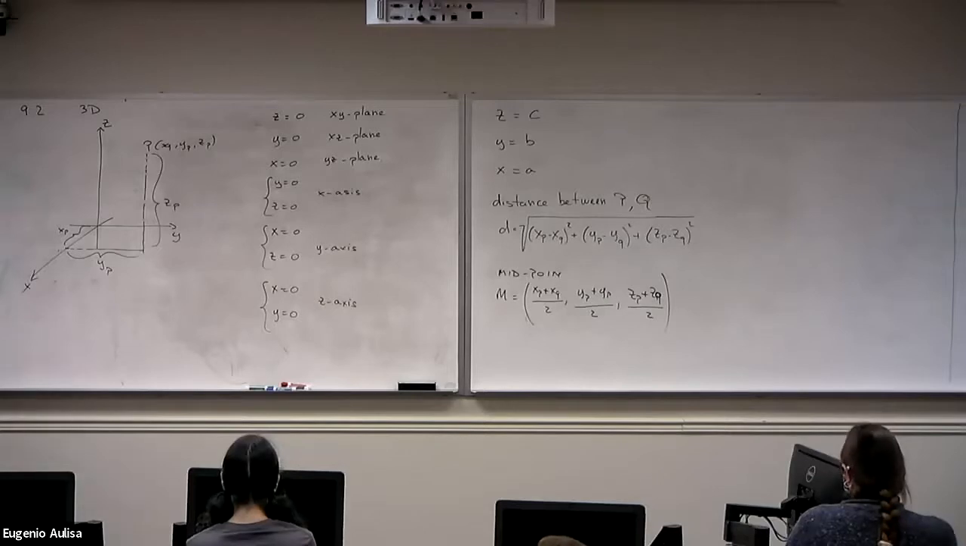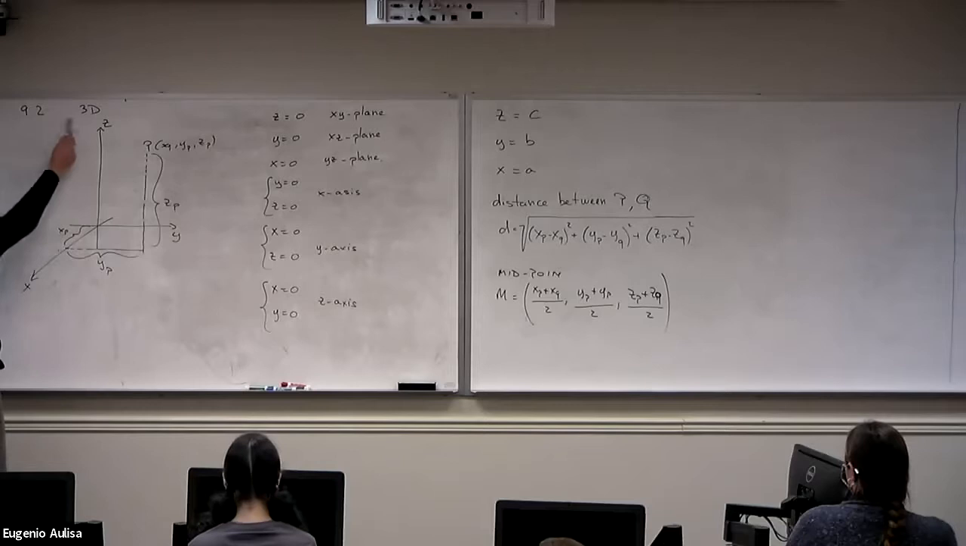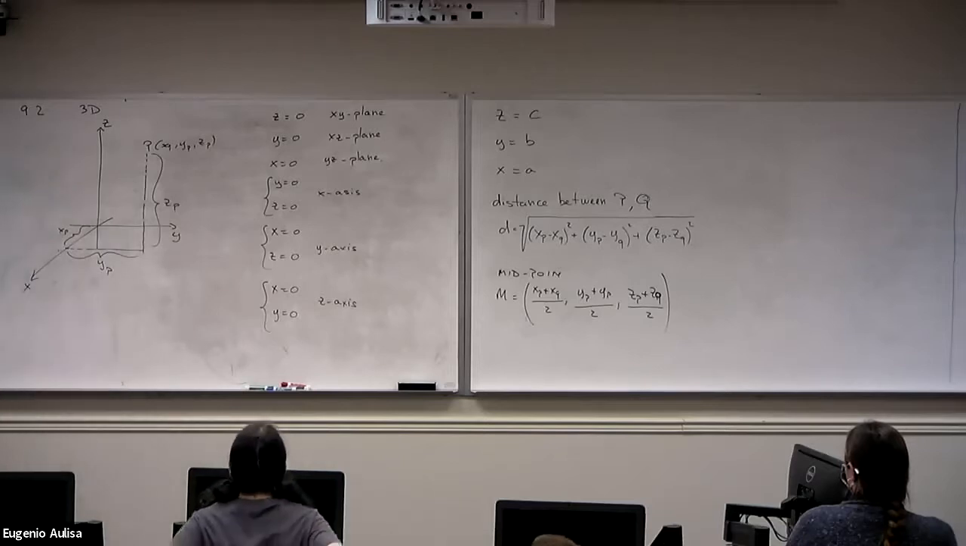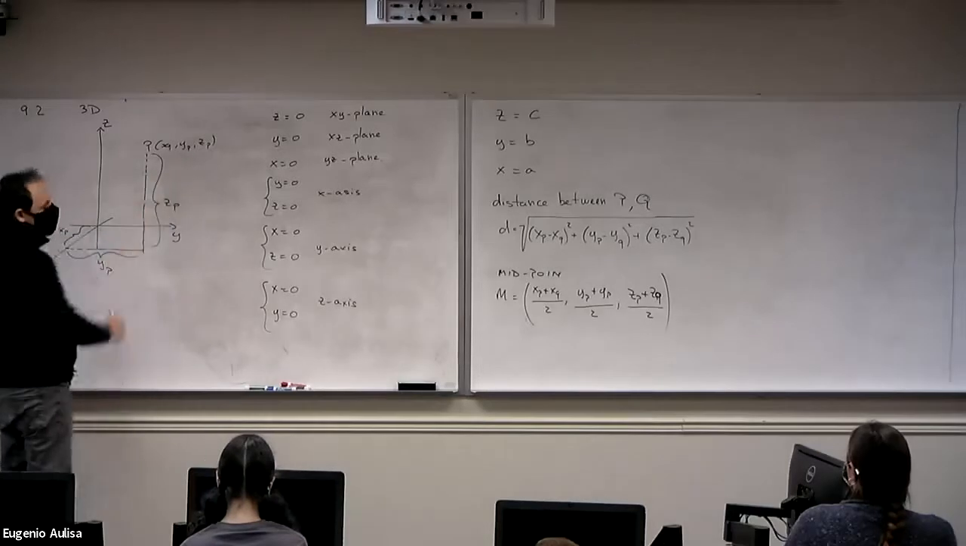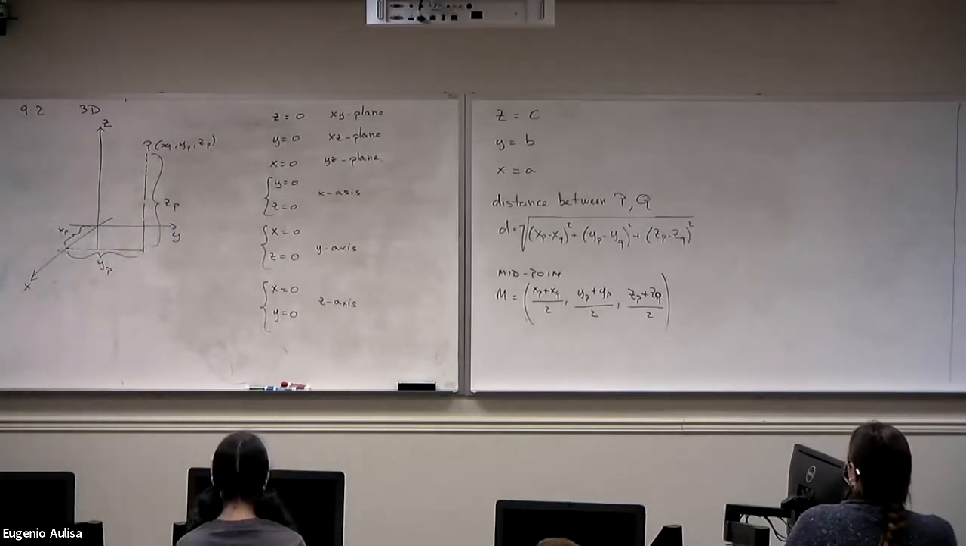So on the board, I think what we already covered last time was section 9.2. Remember that we discussed 3D reference space. So we introduced the 3D reference system, which now has 3 axes. Y and Z are on the board. You have to think that X comes outside of the board. Any point P here in the space will have 3 coordinates, xP, yP, zP. And this is a way to represent them.